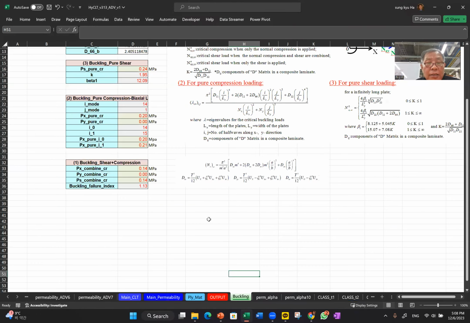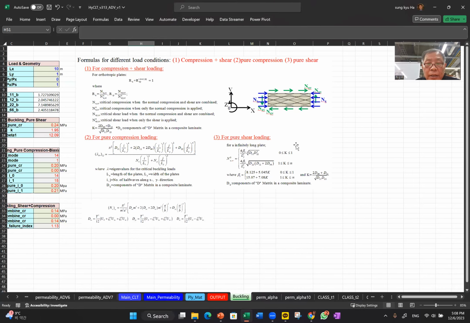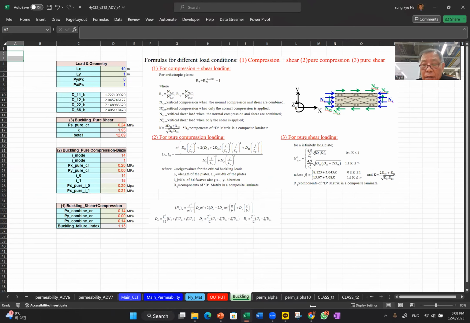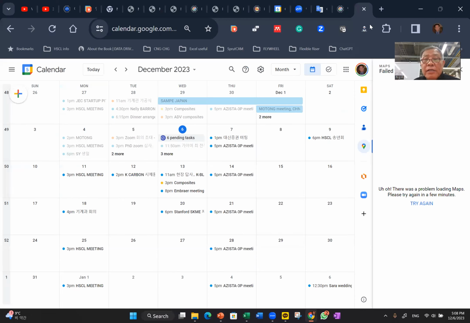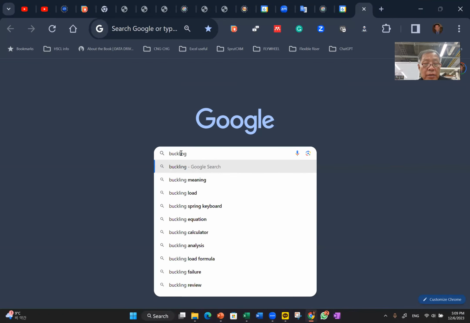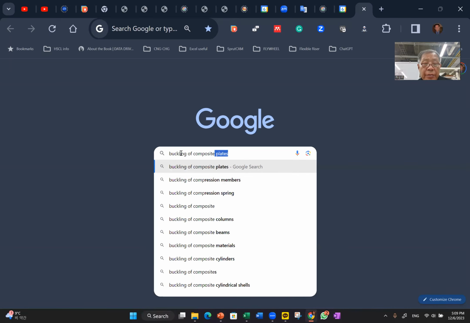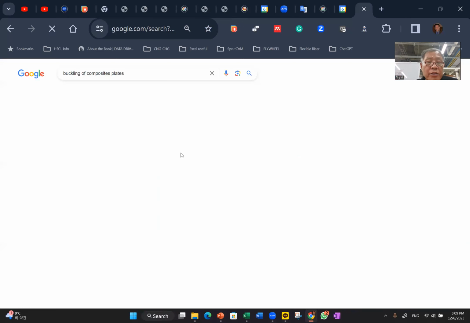Now there is one slide, the worksheet. Let's say we have a composite plate, and then the buckling behavior. I cannot emphasize how important it is. Buckling, most of the structures fail under buckling, not just under tension. Except the pressure vessel, the buckling is the most important structural behavior.